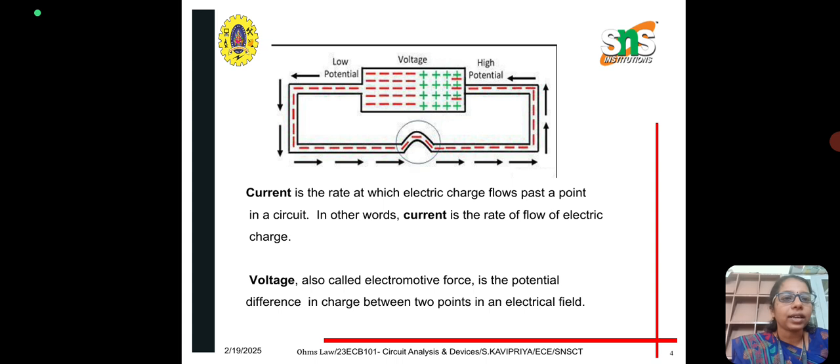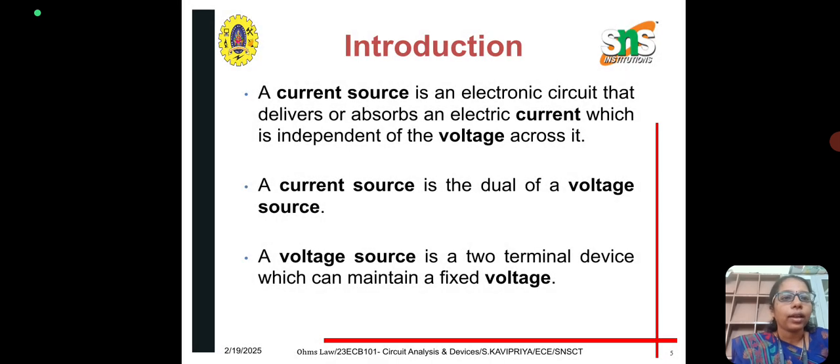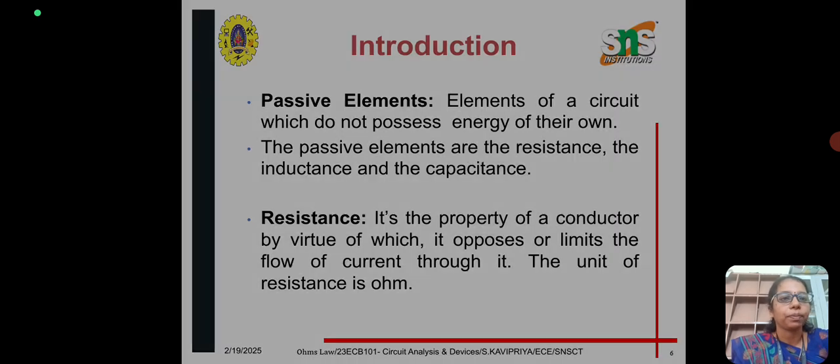Current is the rate at which electric charge flows past a point in a circuit. In other words, current is the rate of flow of electric charge. Voltage is also called electromotive force. It is the potential difference in charge between two points in an electric field. A current source is an electronic circuit that delivers or absorbs an electric current which is independent of the voltage across it. A current source is the dual of a voltage source. A voltage source is a two-terminal device which can maintain a fixed voltage.